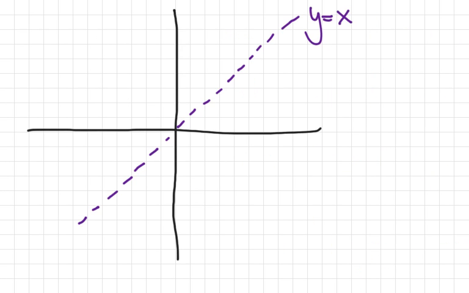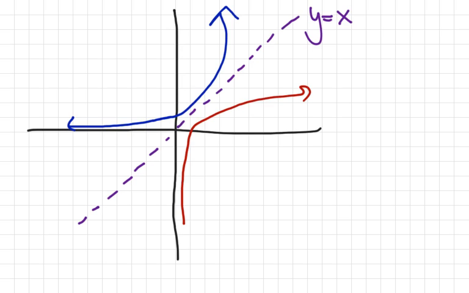Earlier I had said that the logarithmic function was the inverse of the exponential function. Well, if this is the exponential function, the inverse of it, the logarithmic function, is a reflection over the line y equals x. So it's going to look something like this. Let's call this y equals a to the x. So this is y equals the log base a of x.